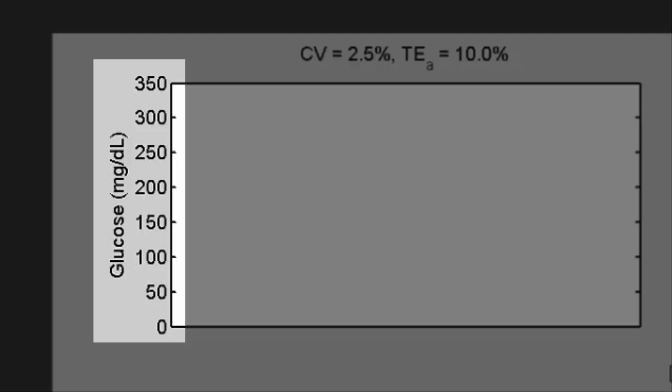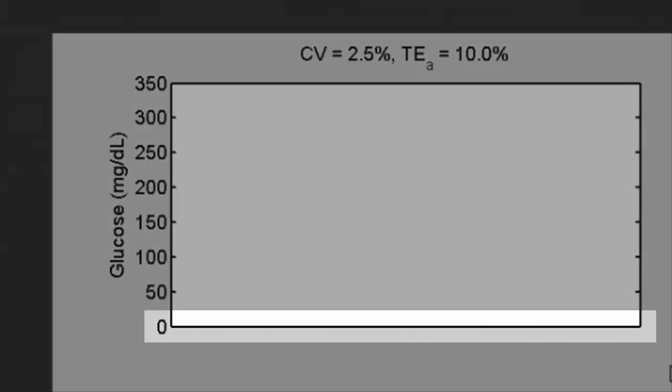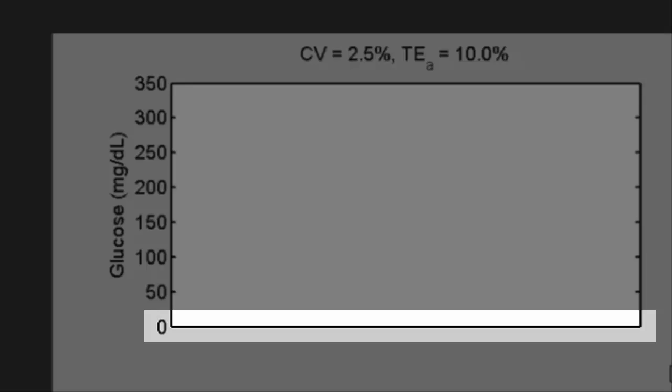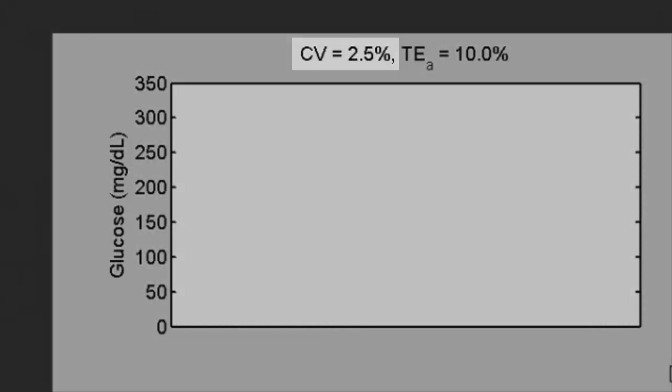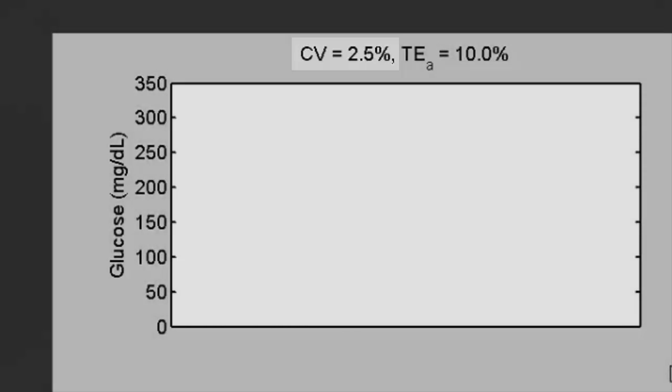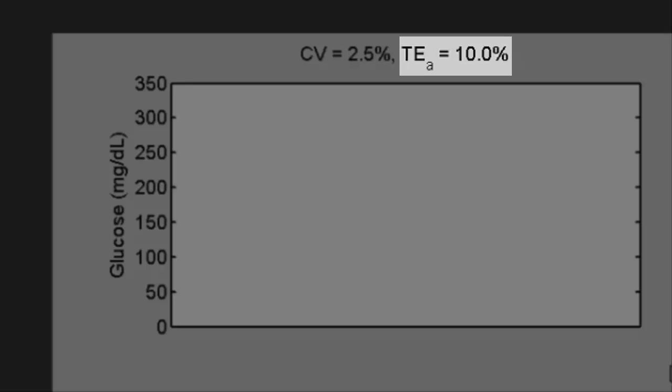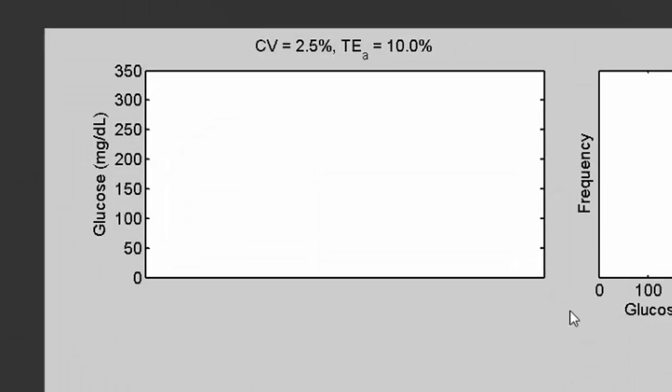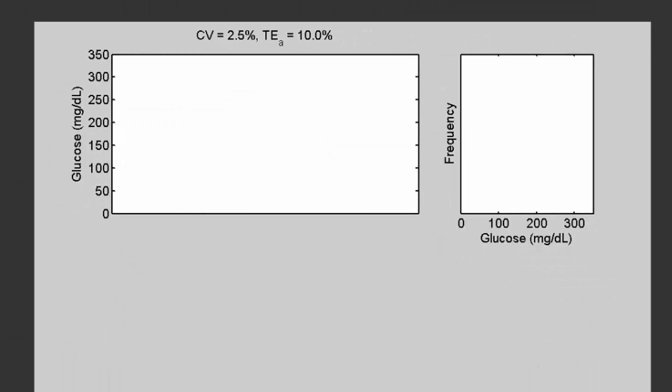Glucose results are represented on the vertical axis, and time is represented on the horizontal axis. Let's assume that our glucose method has a coefficient of variation of 2.5%, and that we've established an allowable total error criterion, our quality requirement, of plus or minus 10%. Now let's imagine that we are in the laboratory doing routine testing.